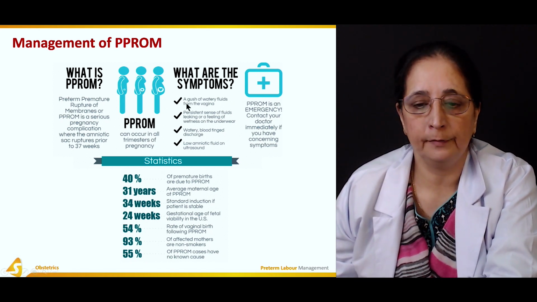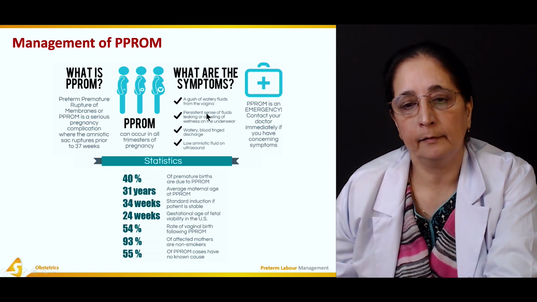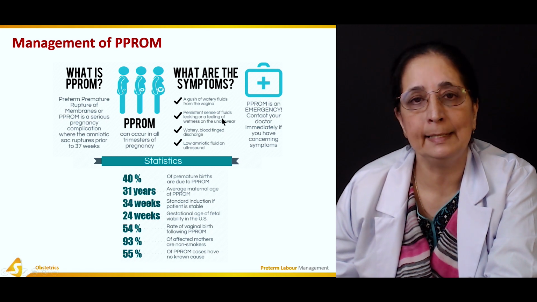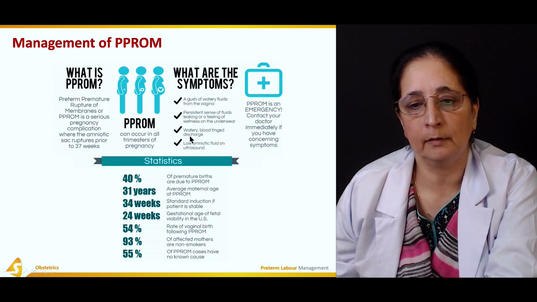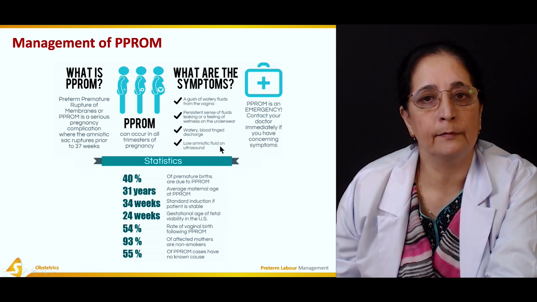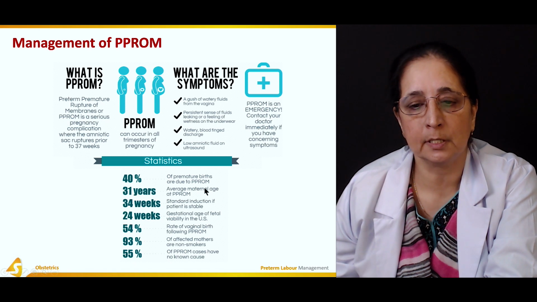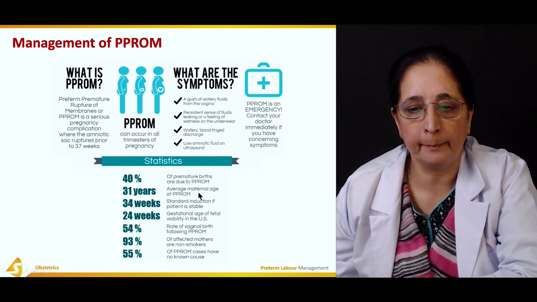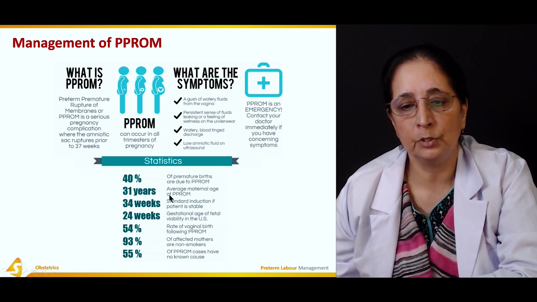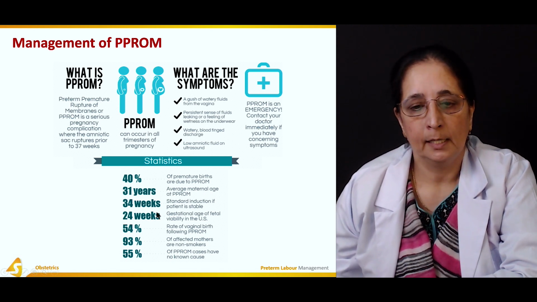With the rupture of the membrane, there is a gush of watery fluid from the vagina. There is a persistent sense of fluid leaking. There is leakage of fluid or wetness of the underwear. There is watery, blood-tinged discharge, and low amniotic fluid on ultrasound. The statistics are that 40% of premature births are due to rupture of membrane. 31 years is the usual average maternal age at rupture of membrane.